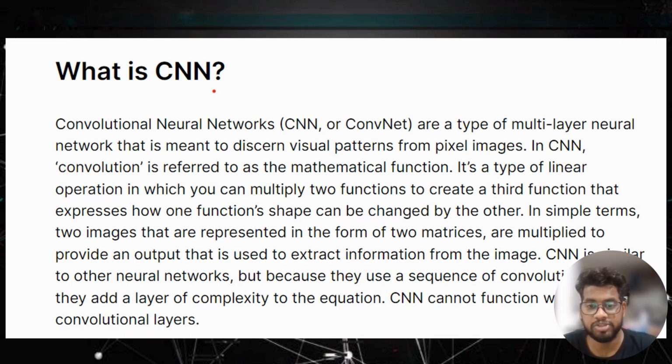Talking about CNN, we should first know what CNN is. CNN stands for Convolutional Neural Network, or ConvNet, a type of multi-layer neural network that is meant to discern visual patterns from pixel images.